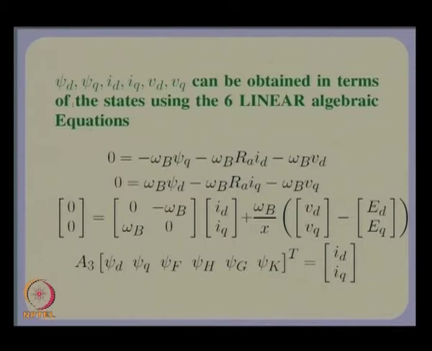Remember that the 6 other variables psi d, psi q, id, iq, vd, vq, which are no longer states, can be obtained in terms of the states. The states are delta, omega, psi f, psi g, psi h and psi k, by using these 6 linear algebraic equations. Linear simplifies our job, because the solution can be got in one shot without any numerical iterative procedure. So, you can directly write psi q and psi d, id and iq and vd and vq in terms of delta, omega.